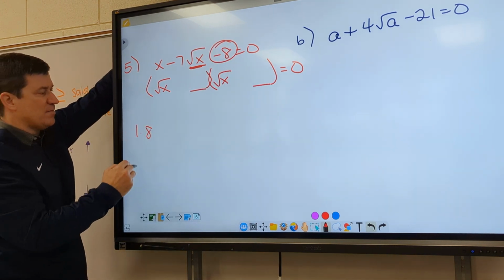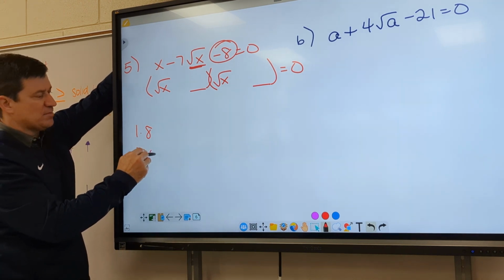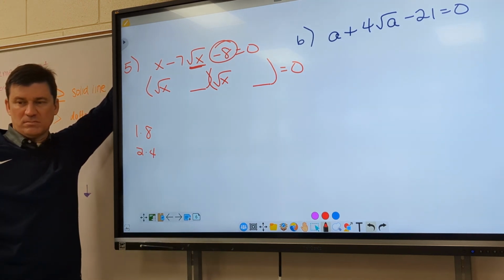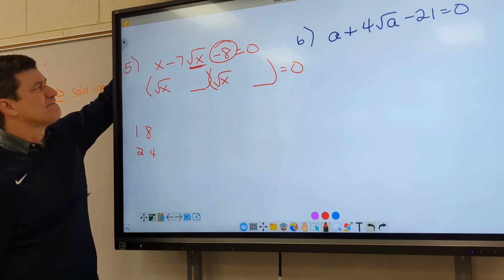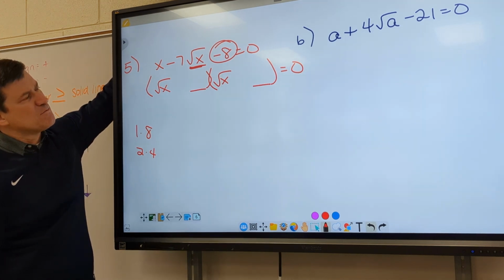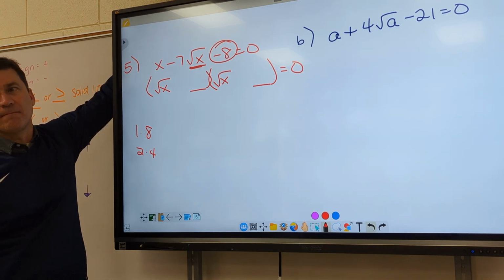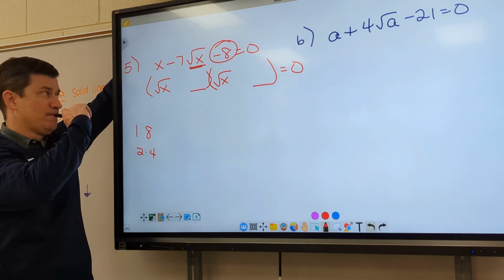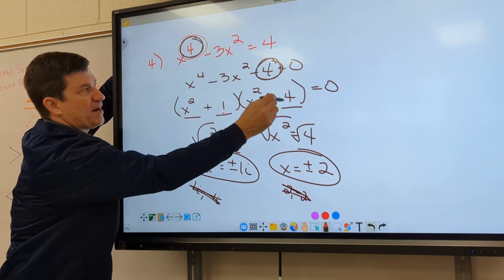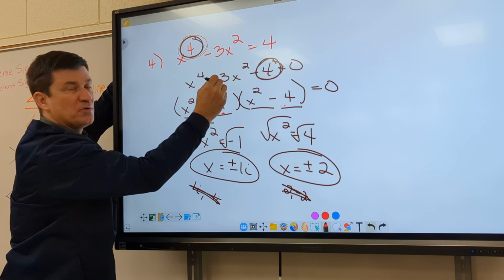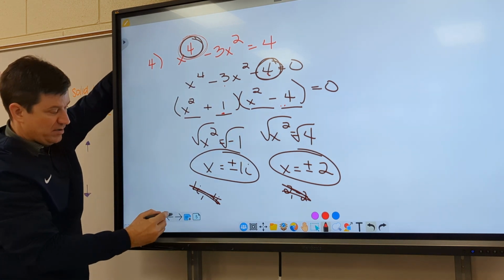Your options are 1 times 8 or 2 times 4. Why wouldn't we put the 7 and 8 together? Say it again. The negative 7 and negative 8. Well, why would you put them together? Just like on the last problem when we factored, it's got to multiply to equal the last number, and they've got to add up to equal the middle. So the 7 and 8 are going to be separate.